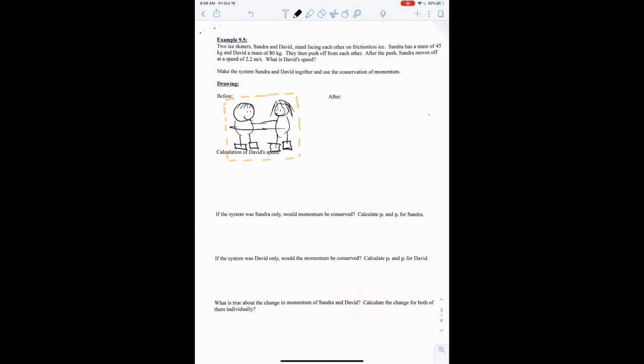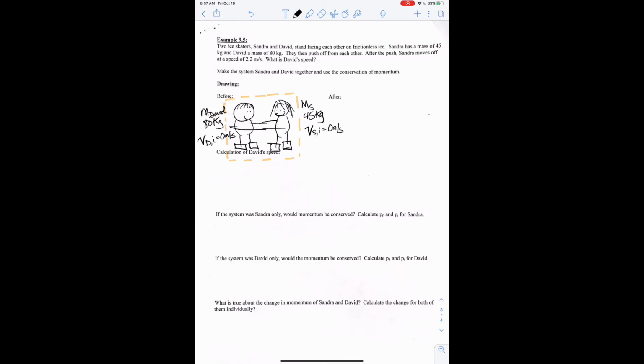All right, so initially, the mass of David, let's just write this down, is going to equal 80 kilograms. I guess I could have just called that MD. And then the mass of Sandra is going to equal 45 kilograms. V Sandra initial is going to be 0, and V David initial is 0 as well. Then they push off of each other.